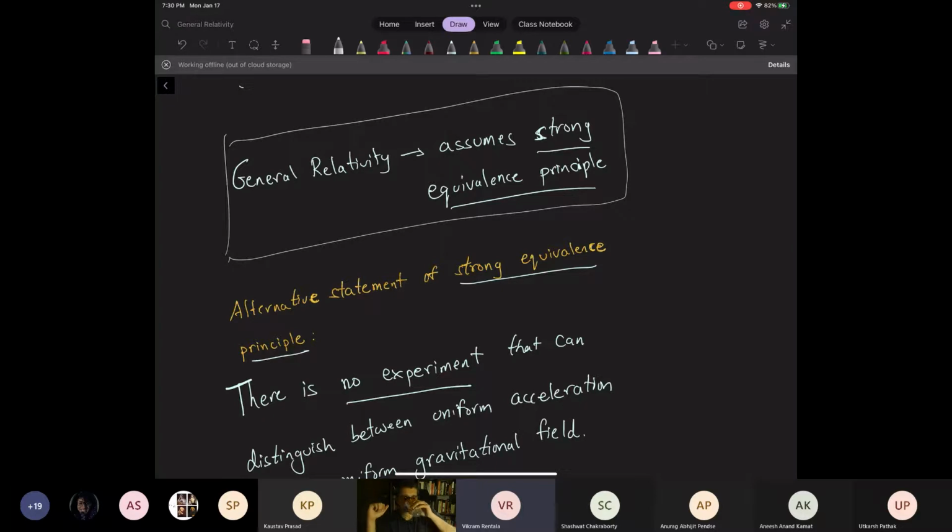Hello, sir. Yeah, go ahead. Yeah, sir, in non-inertial frames we get pseudo forces, and in a freely falling frame, because pseudo forces balance the gravitational force, we get an inertial frame. So kind of we are going in a circle over here.